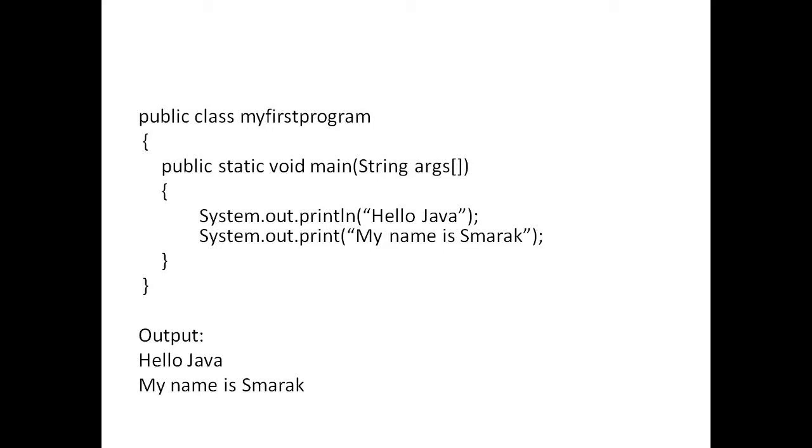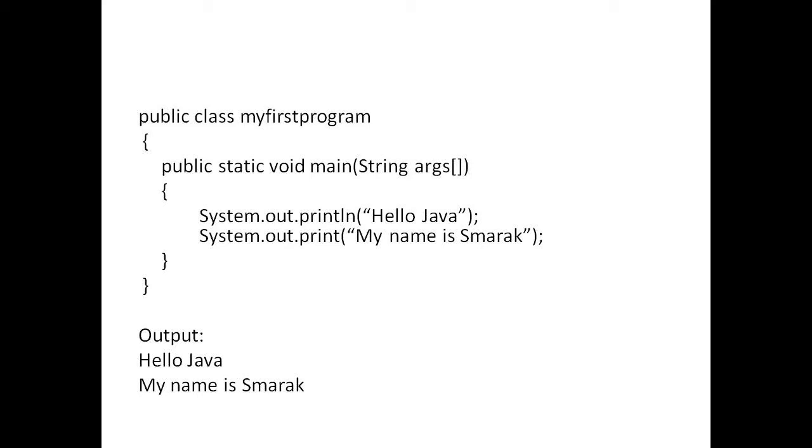Public class my first program, public static void main string args, System.out.println. Please notice, in the previous program we wrote System.out.print hello Java, but in this program we have written System.out.println hello Java, which will break the line after the hello Java message is displayed on the screen. Then System.out.print my name is Smarak.